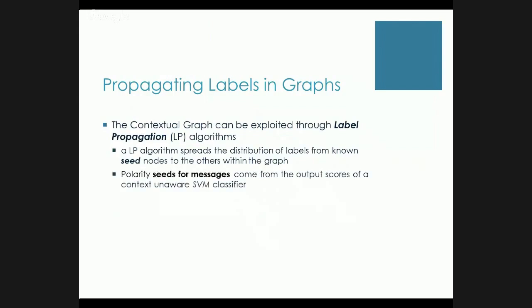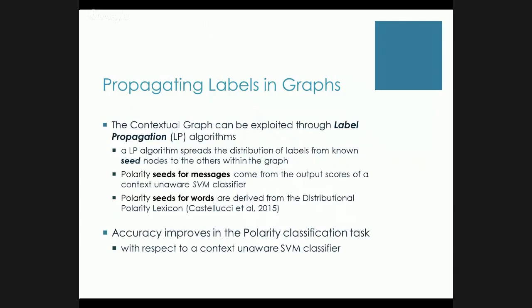We investigated several label propagation algorithms over graphs, and we investigated how we can build this graph in terms of the initial polarity, the initial information that we assign to the nodes representing messages, the information that we derived through large-scale distributional models of sentiment polarity, so we can build a huge amount of information to assign to words in the graph. And then we show in this paper that we can improve classification performance knowing such information.